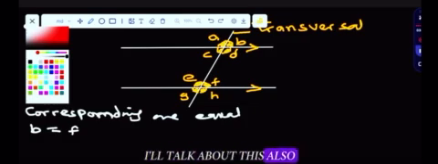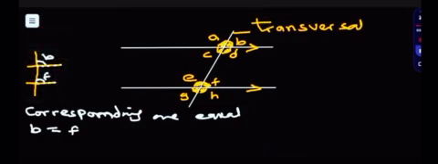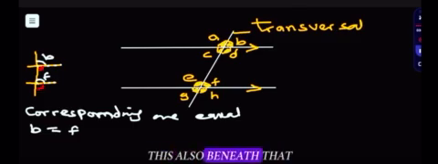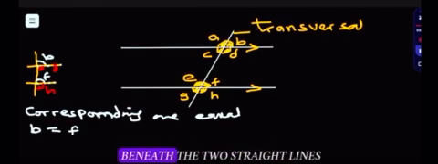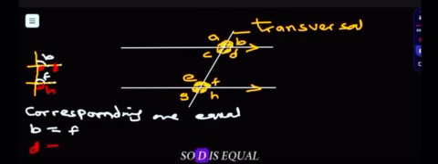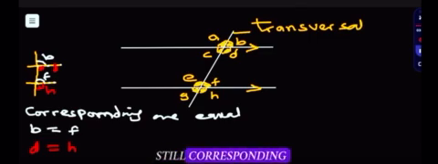I'll talk about this also. This is beneath that straight line, and this is also beneath that straight line. So this is D, and this is H. When you look at D and H, you get to know that they are beneath the two straight lines. So D is equal to H. Why? They are still corresponding.